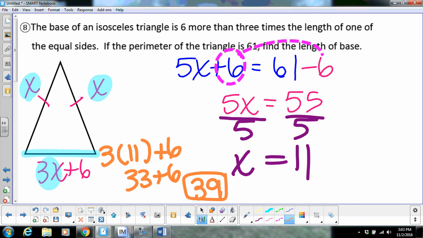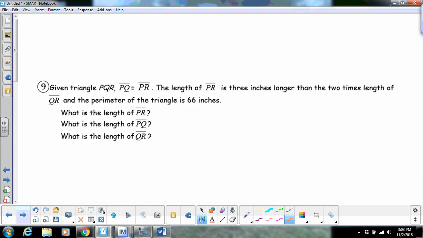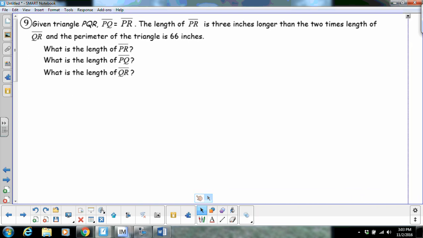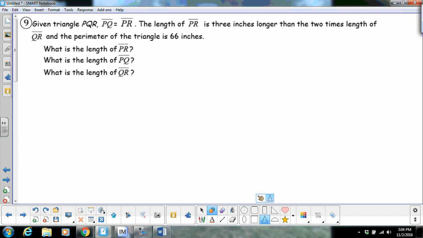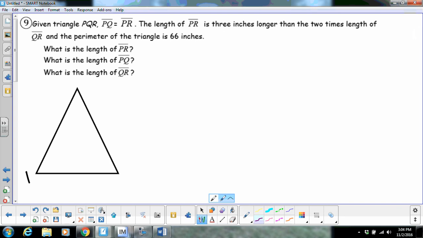The other one is your problem number 9. All right, here, it just starts by telling you that you have triangle PQR. It doesn't tell me anything about PQR, so I am just going to draw a triangle. It doesn't say it's isosceles necessarily. Now we can tell that by the PQ equals PR, okay? But in case you actually needed to read the word isosceles, so again, I'm going to draw a triangle, and I am going to label P, Q, R.